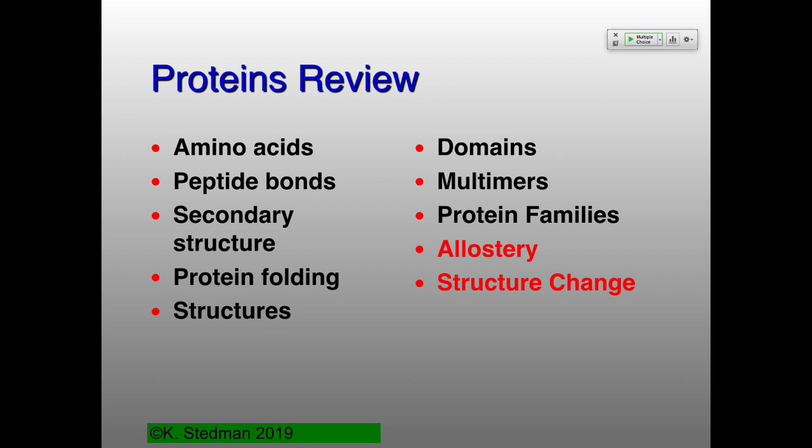Okay, and then today we'll talk about allosteric structural change and also talk a little bit about some of the protein methods, which I usually talk about at the very end of the term, but they're far too important to talk about at the end of the term, so I'll talk about them now.